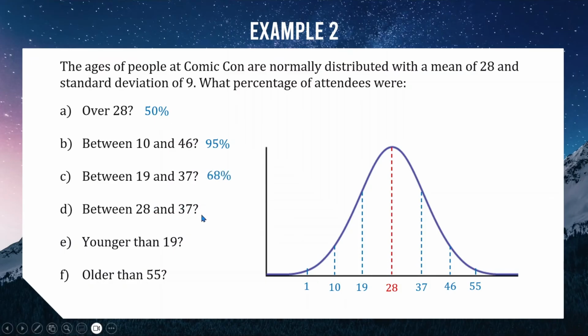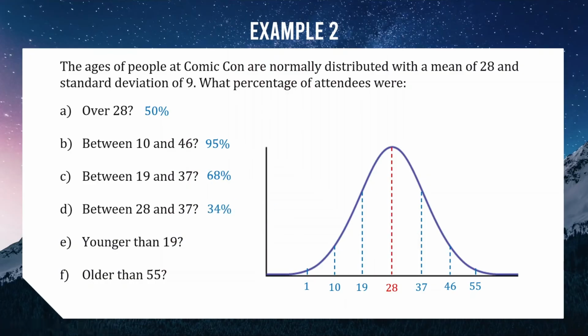Now for between 28 and 37, that's from the mean to 1 step up. Now we just said that 1 step down and 1 step up is 68%. So if I want to just go from the middle to 1 step up, all I've got to do is take that 68 and just divide it by 2 to get this strip here. Okay, and half of 68 is 34%, and that's going to be our percentage between the mean and 37, 34%.